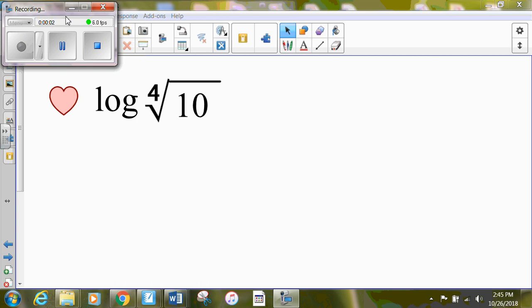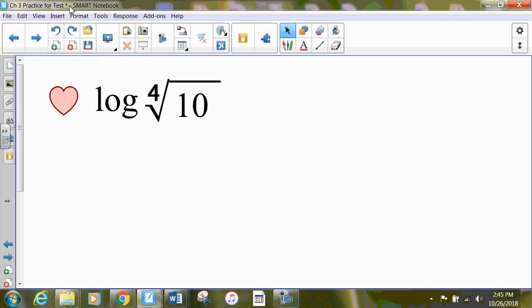Okay, here we go. A very quick review over some of the non-calculator problems that you're going to see on the non-calculator part of the test. So this looks pretty basic. It's just asking you to simplify. It's not an equation. But the first thing we want to notice is that we've got a root stuck within a log. We don't like that.